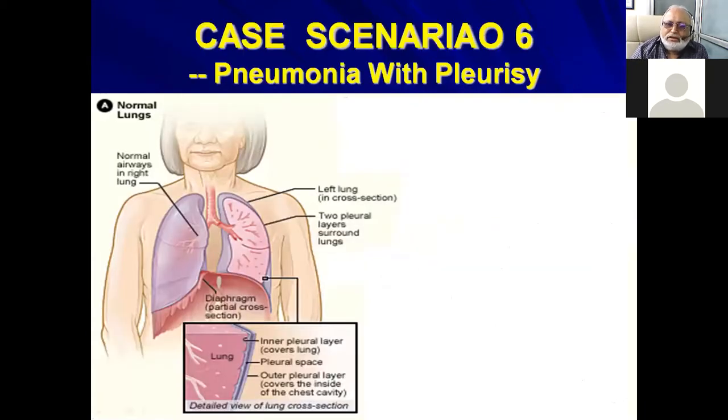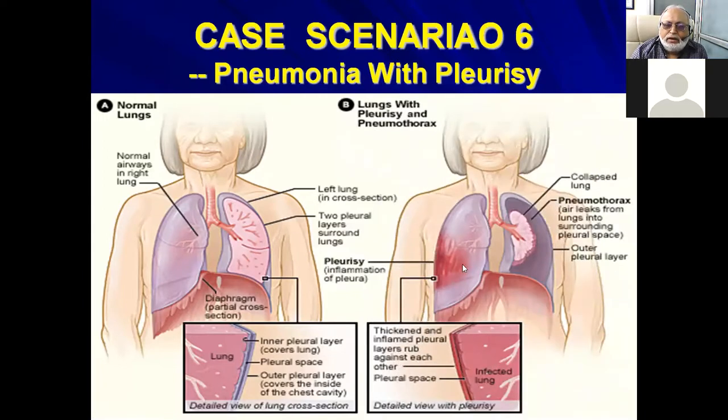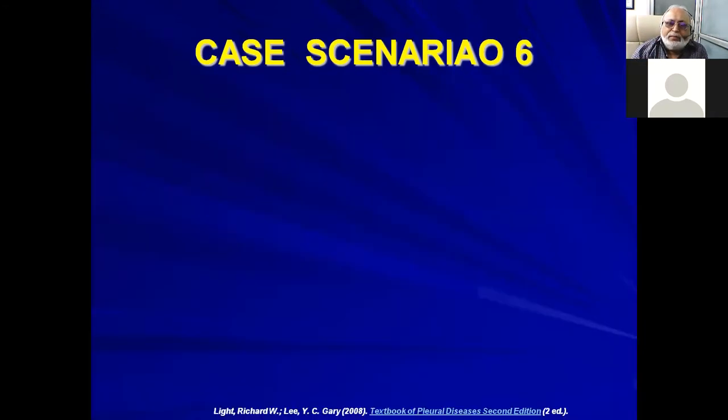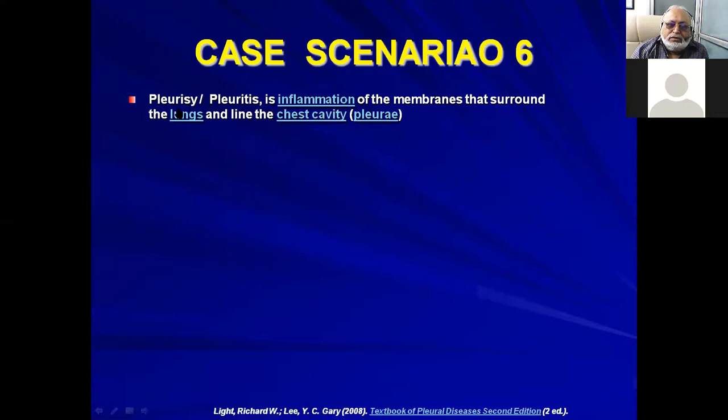The last case, pneumonia with pleurisy. If you see, this is a normal lung, and here you can see a pleurisy or inflammation. There is redness of the pleura. There is thickened and inflamed pleura. The layers rub against each other, and what you hear is a pleural rub. So this pleurisy or pleuritis is inflammation of the membranes that surround the lungs and line the chest cavity, or pleura.